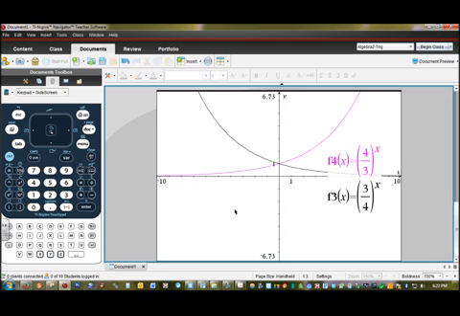They're not inverses of each other. Inverses, we know, would have reflected over yet a different line. Inverses reflect over that green line, and certainly we don't have a reflection over the green line, but we do see that reflection over the x-axis.